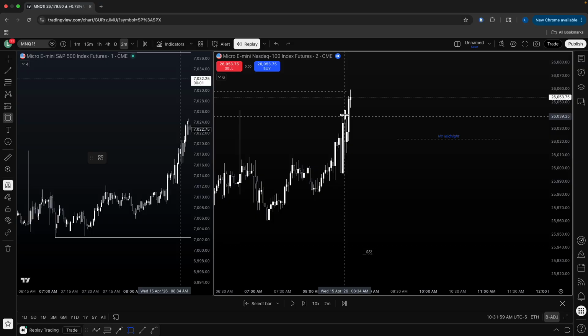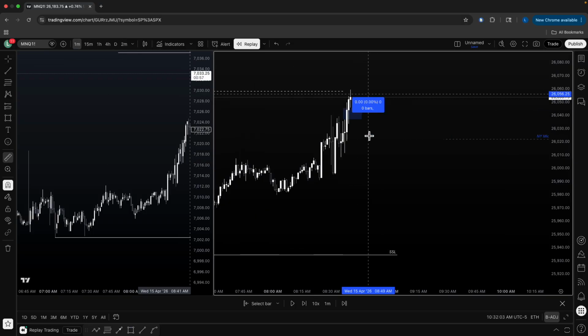If I mark this out, this 2 minute bullish fair value gap gets put in, and then I'm looking to see this get displaced through. So at this point, I don't know why this is glitching.